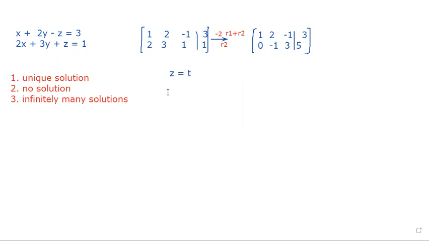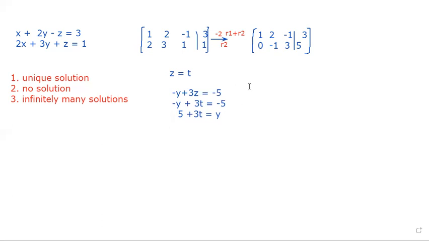So now we still want to back substitute. So we're going to have -y plus 3z is equal to -5. But as we said, z is equal to t. So in the end, after we solve for y, I'm going to move y to the right side and this -5 to the left side. We end up having 5 plus 3t is equal to y.